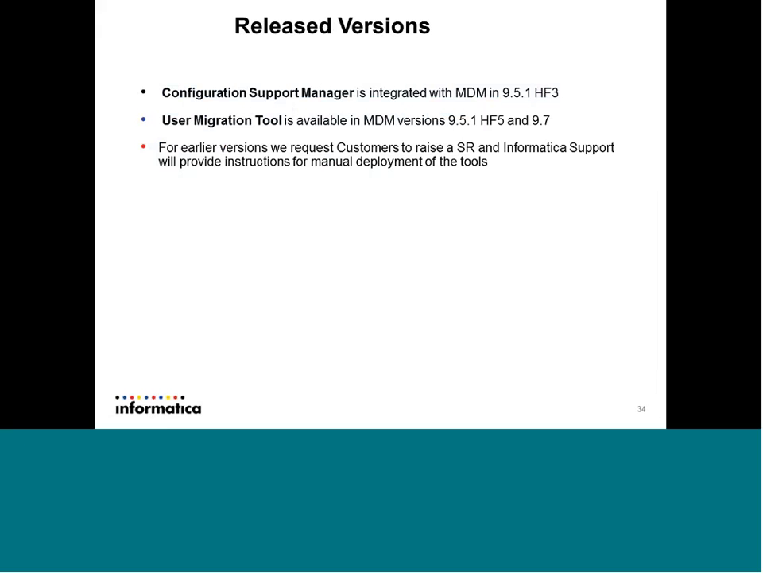So the release versions: the CSM, or the Configuration Support Manager, is integrated with MDM in the 951 HF3 branch. So it's accessible from the MDM Hub console itself. You can go to the Help menu and click on the MDM Support Tools to access the CSM tool. It's also accessible from the Enterprise Manager, where you can go to the Environment tab and click on the MDM Support Tools link. The user migration tool is available in MDM versions 951 SF5 and 9.7, and these versions are also supported in earlier versions.